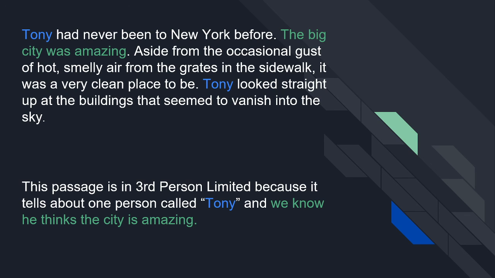If Tony was there with a friend, and we also said that the friend thought it was an amazing city, then we'd be into omniscient territory. If we didn't say that Tony thought that the big city was amazing, then we would be into the objective territory. But since we say that he thinks it's amazing, we're getting to see inside of his head, then that means that we're limited.